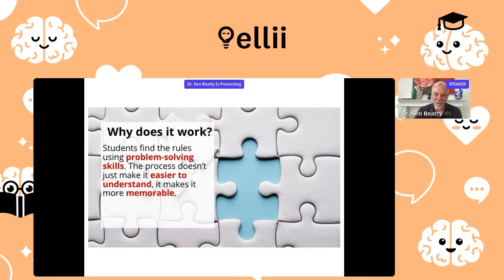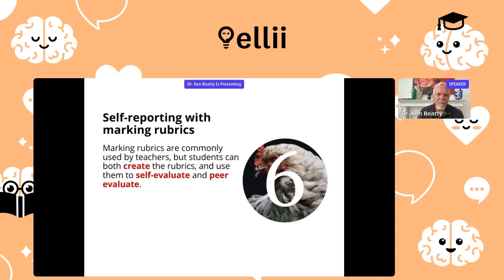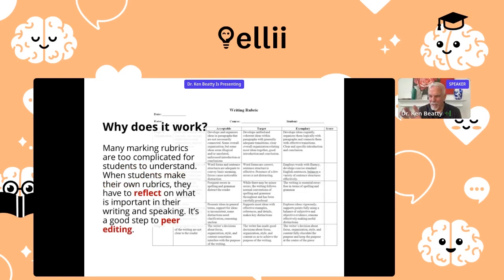Okay, number six, self-reporting with marking rubrics. Marking rubrics are commonly used by teachers, but students can create the rubrics themselves, and they can use them to self-evaluate and peer evaluate. I hate rubrics myself. I always used to get these for my kids, and I couldn't understand them. My kids couldn't understand them. They were just too vague. But when they do that, it becomes a little more intuitive.